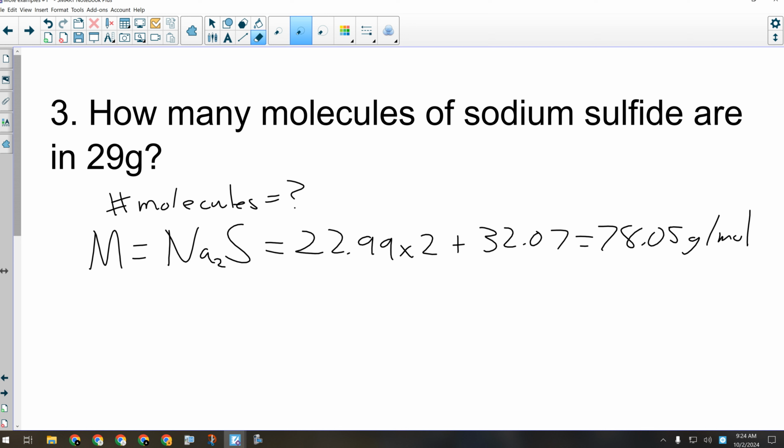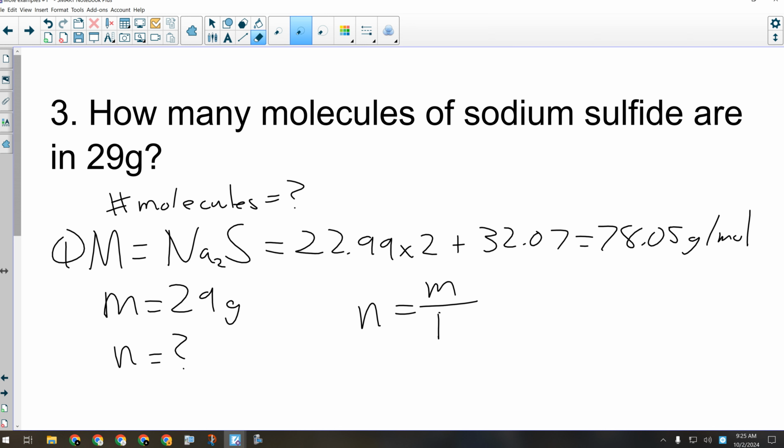They also tell me I have 29 grams of this stuff. That's not very much. So I have little m, 29 grams. So I'd get 1 mark there. If I want to find the number of molecules, I need the number of moles. So N is a question mark here, right? N can be calculated by dividing little m by big M, and I have both of those numbers, right? So I can definitely do that operation right now. That'll be 29 grams divided by 78.05.